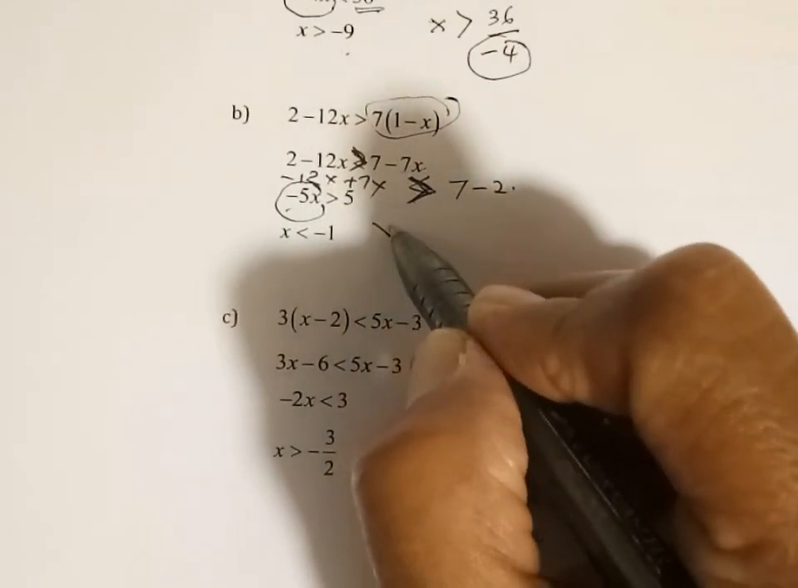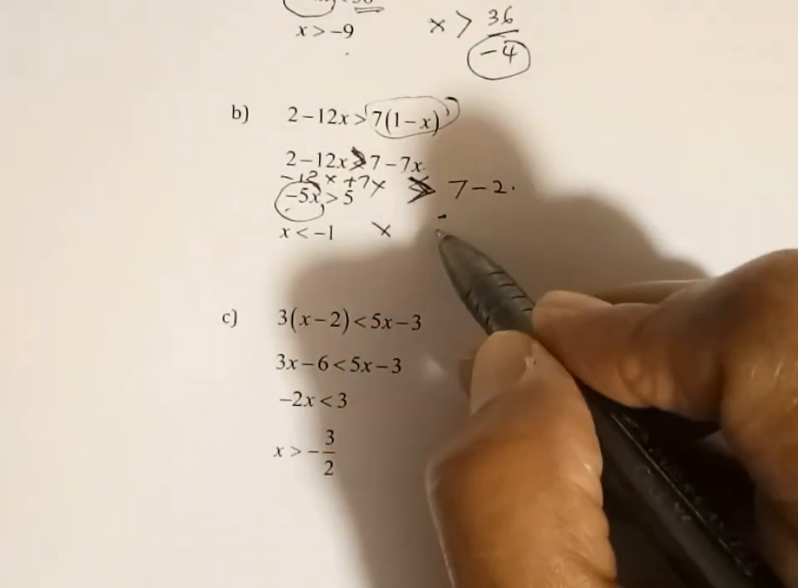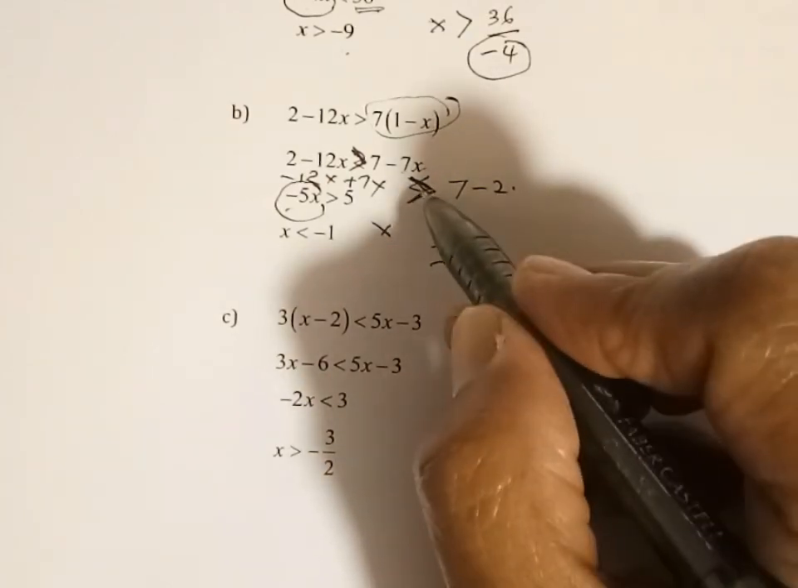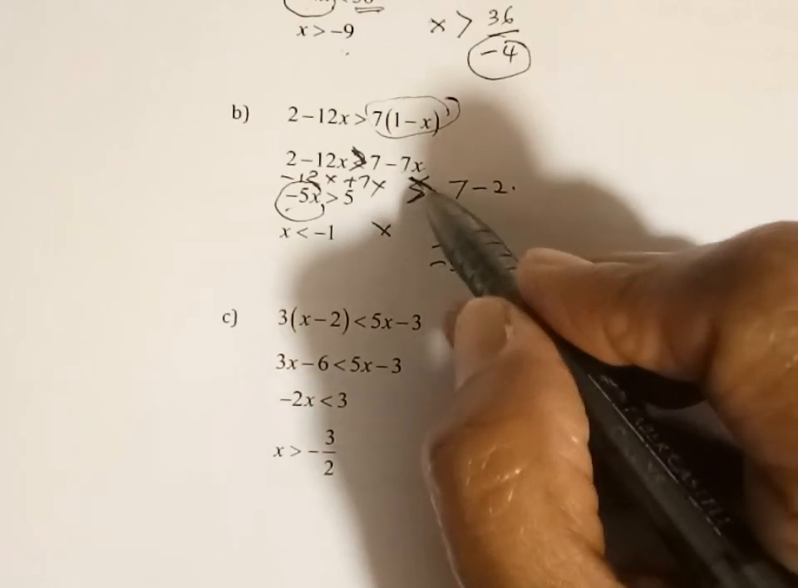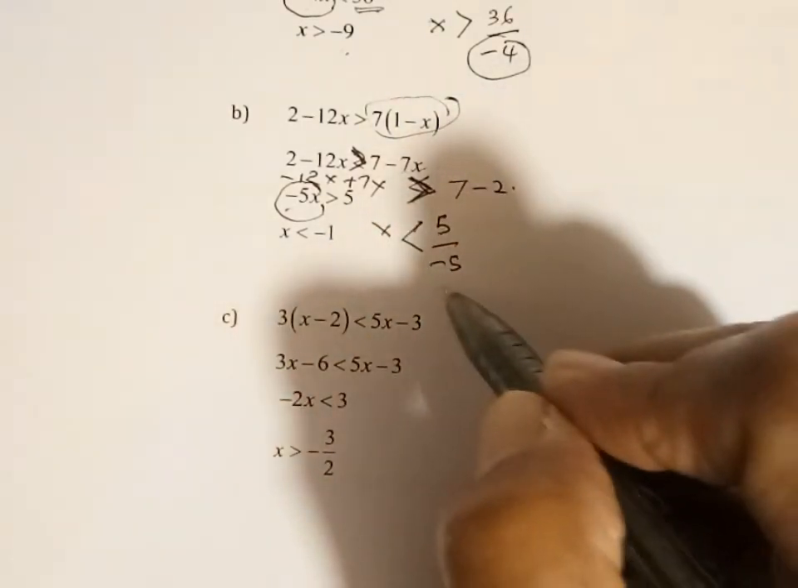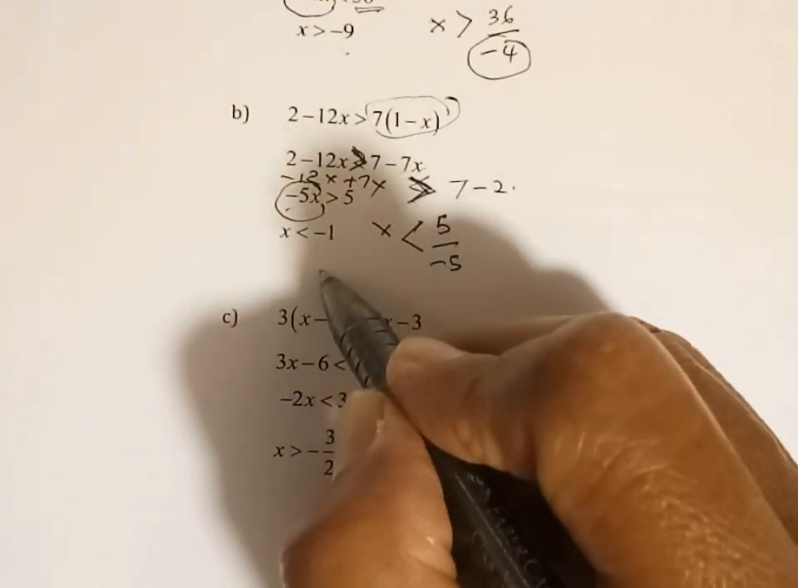Since x is on the left side, on the right side is 5 divided by minus 5. So we change the inequality, from greater to less than. So the answer is 5 over minus 5, x less than minus 1.